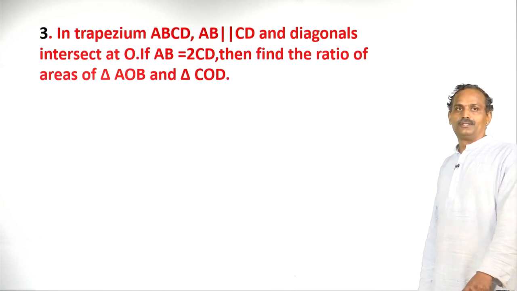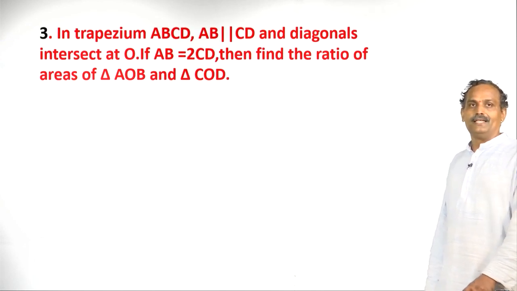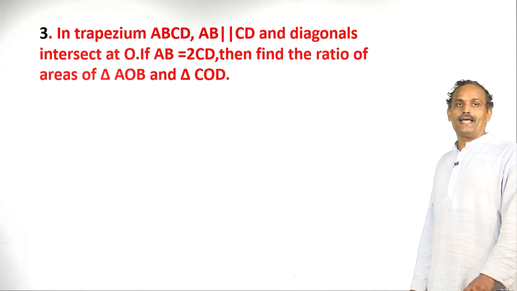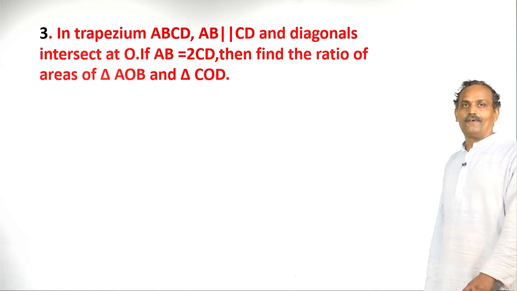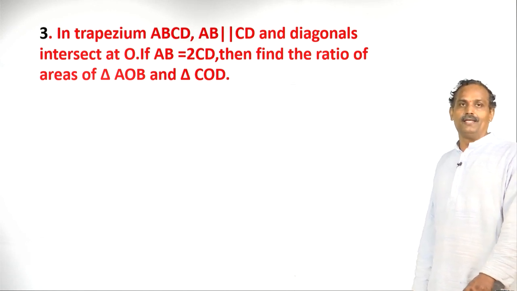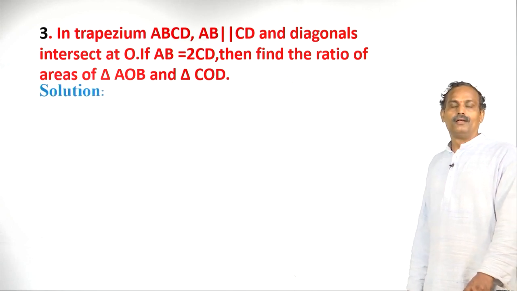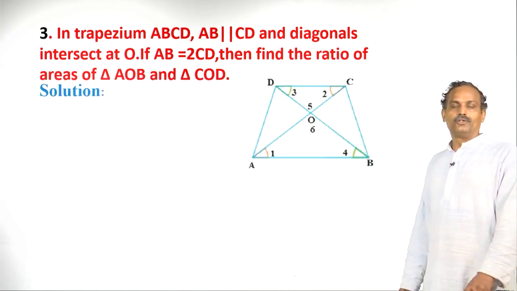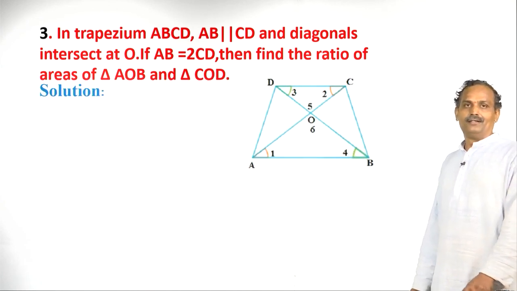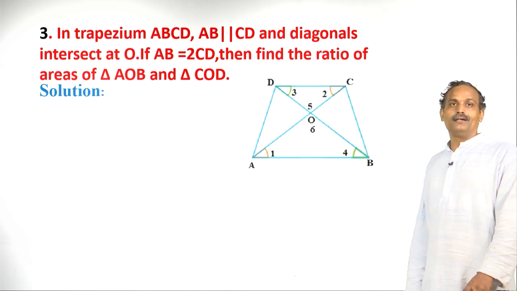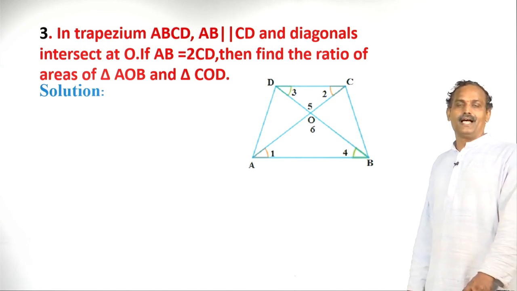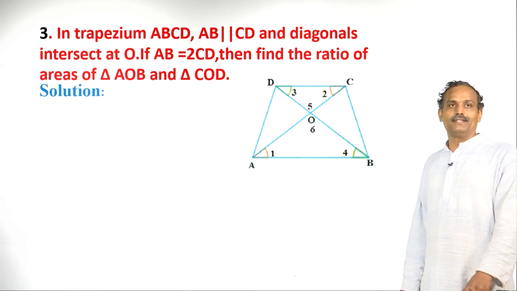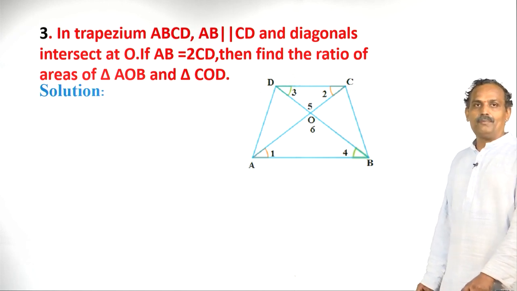Let us move on to the third problem. In trapezium ABCD, AB is parallel to CD and the diagonals intersect at O. If AB is equal to twice of CD, then find the ratio of the areas of triangle AOB and triangle COD. Let us find the solution. Let us draw the trapezium ABCD. As already given, AB is parallel to CD and the diagonals are AC and BD. We know that AC and BD intersect at O, it is given.